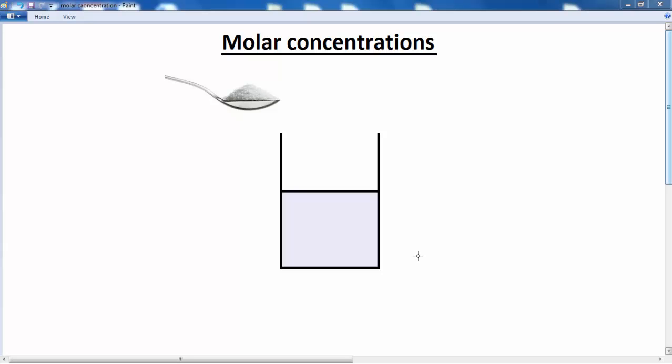In this lesson we're going to look at molar concentrations. It's often very important in chemistry to know the concentration of a particular solution that we're trying to prepare. Particularly, for example, if we're talking about acids or alkalis, you need to know whether the concentration of the solution is strong or weak. So a molar concentration is a way of defining the strength of a solution.